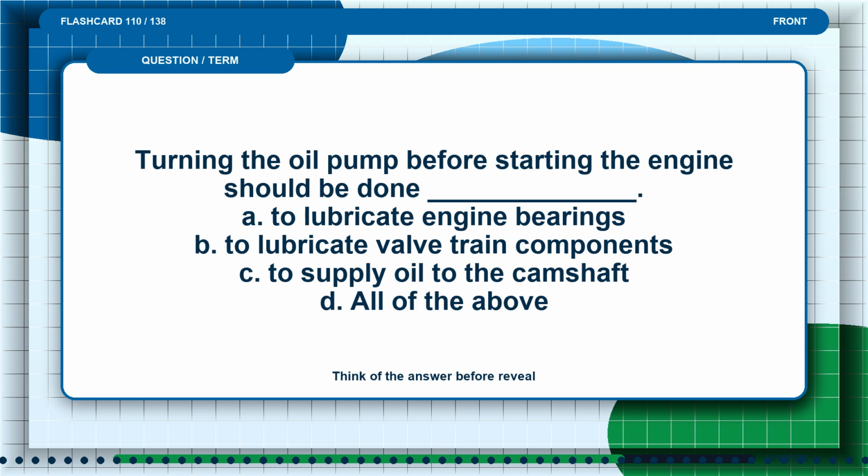Flashcard 110. Turning the oil pump before starting the engine should be done blank. A, to lubricate engine bearings. B, to lubricate valve train components. C, to supply oil to the camshaft. D, all of the above. Pause and think of the answer before the reveal.